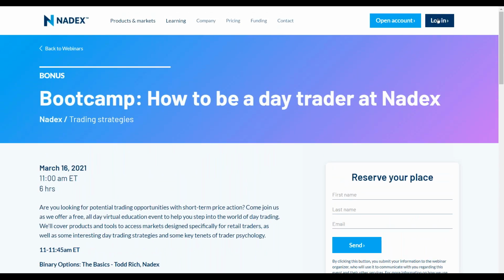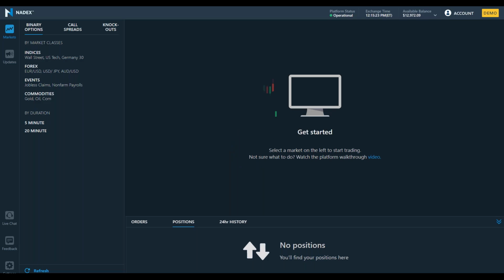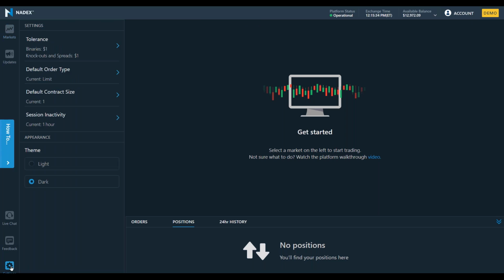I'm going to log in. All right, now when you log into the platform, we do have a dark theme now. I kind of like it. I think people prefer it. You can choose which theme you like in the settings section, and you can choose between light and dark. All right, I'm going to leave it in dark. I kind of like it.